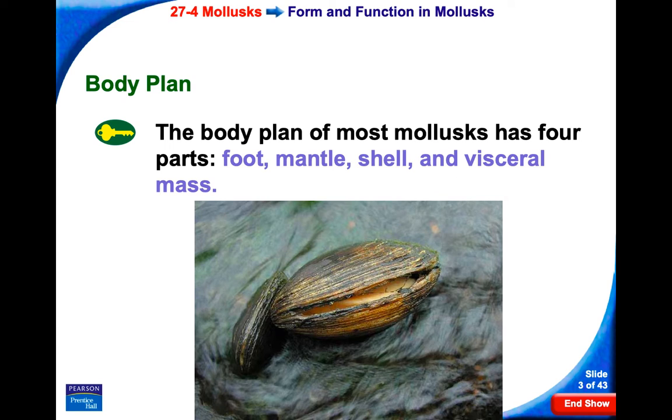Okay, so in terms of a main body plan, most mollusks have four parts to them. There's a foot, a mantle, a shell, and then a visceral mass. We're going to look at all four of these in a little bit more detail here. By the way, if you ever need to refer back to these, refer back to the textbook, this chapter is from page 701 to 708. You can always find more detail there.